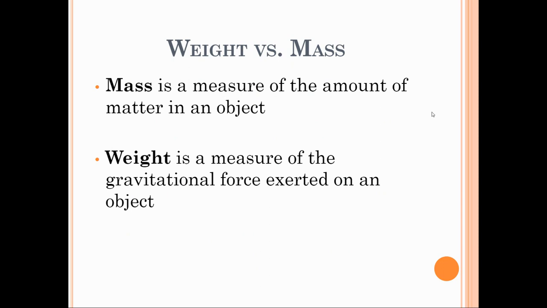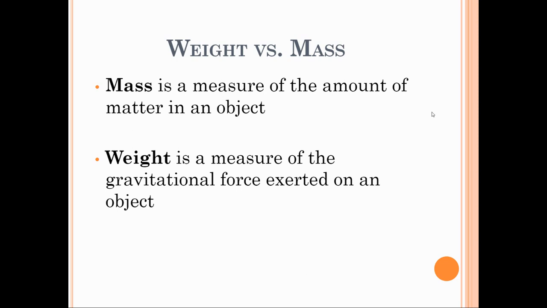So, kind of rounding out this particular lecture, a couple of vocab terms: weight versus mass. It's very common for people to get these two confused, so we need to discuss the difference between them. Mass is a measure of the amount of matter in an object. Weight is the measure of the gravitational force exerted on an object.